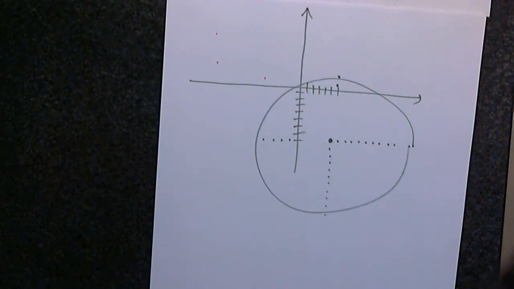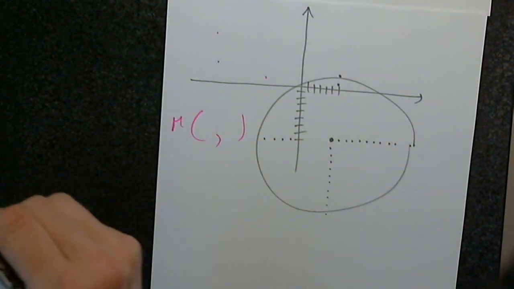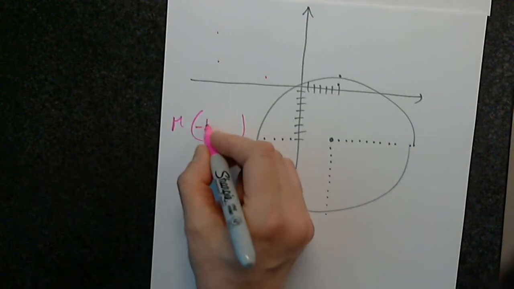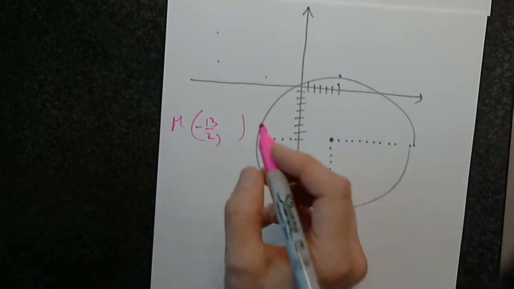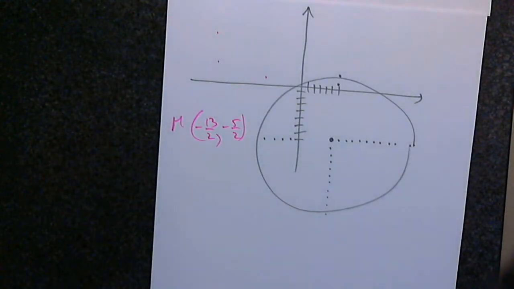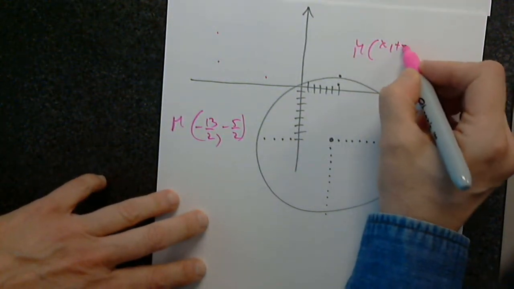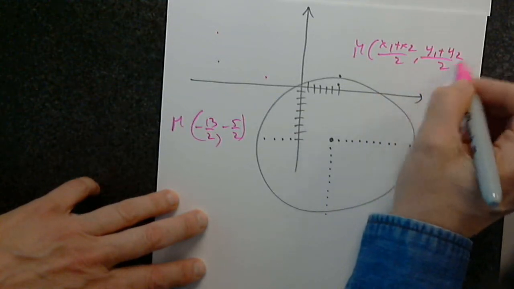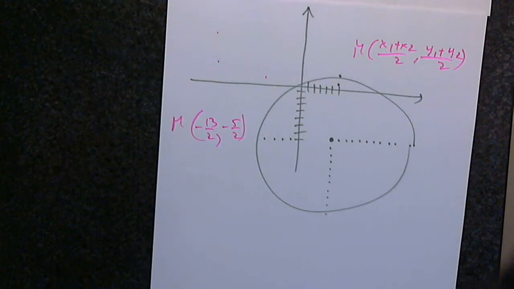Yes, please. Number 13. Find the midpoint. So the midpoint is the average. Negative 5 minus 8 is negative 13 halves, and negative 2 minus 3 is negative 5 halves. You're adding the x's and dividing by 2, comma, you add the y's and divide by 2. What is the average of x's? x1 plus x2 over 2, comma, y1 plus y2 over 2. The average of x, you're adding two numbers and dividing by 2, comma, the average of y.